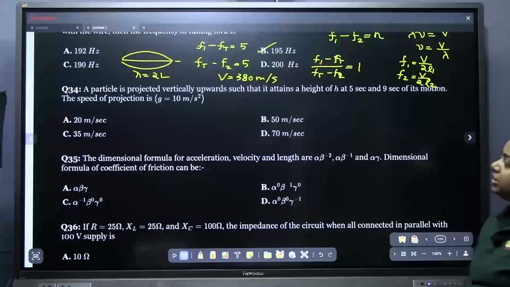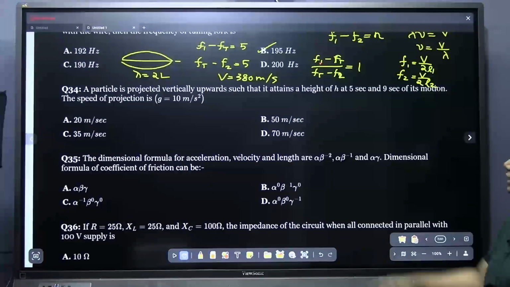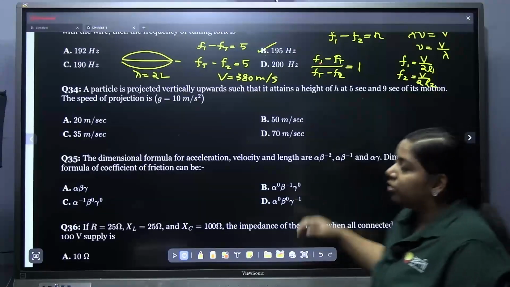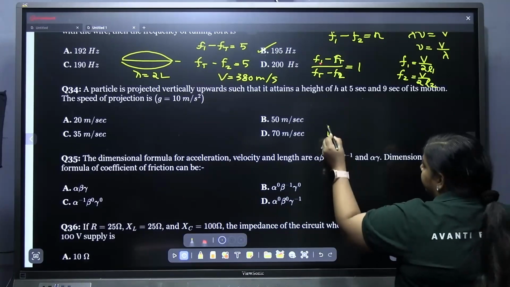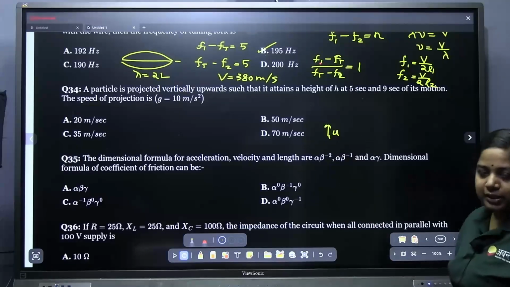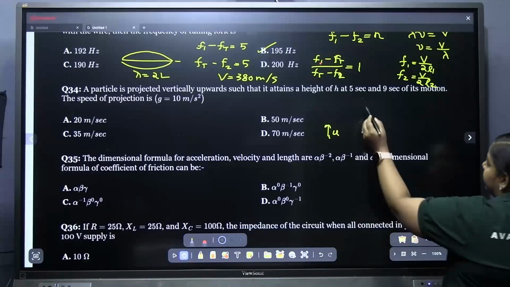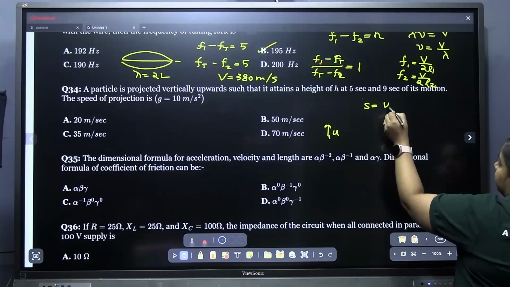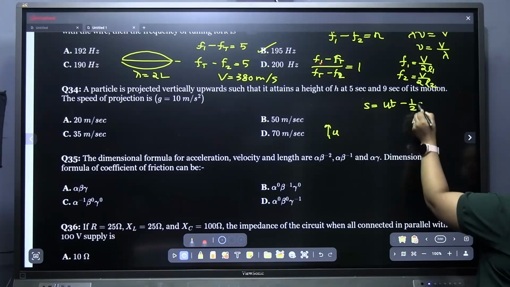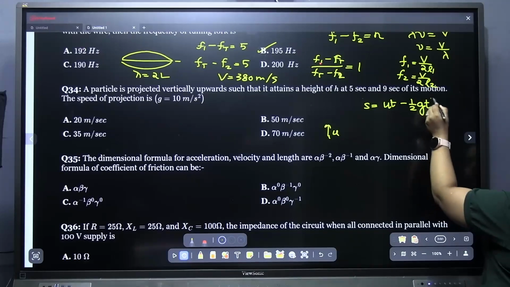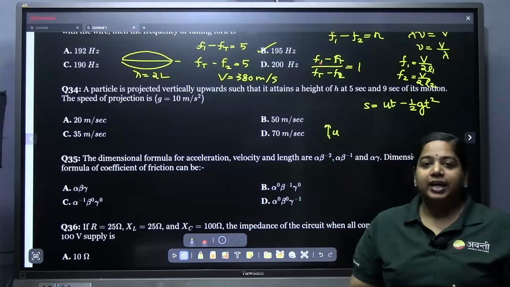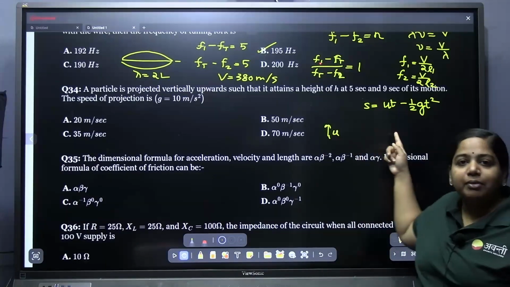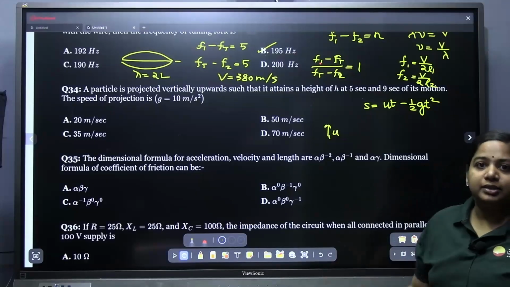Next one. A particle is projected vertically upward such that it attains a height of h at 5 seconds and 9 seconds of its motion. Speed of the projection? So initial velocity we have to get, right? So u is the initial velocity. Then distance covered is equal to ut minus half gt square, because initial velocity is in the upward direction and g is acting downwards.